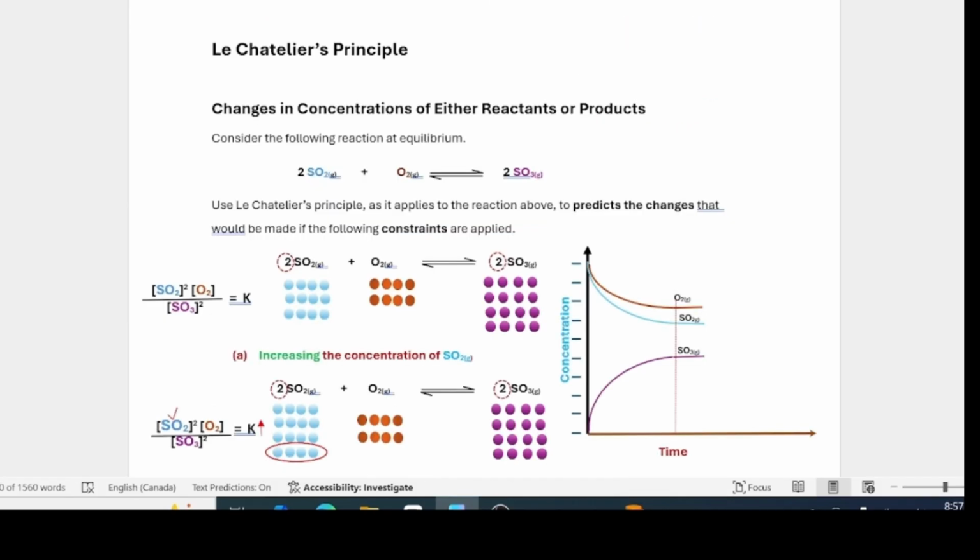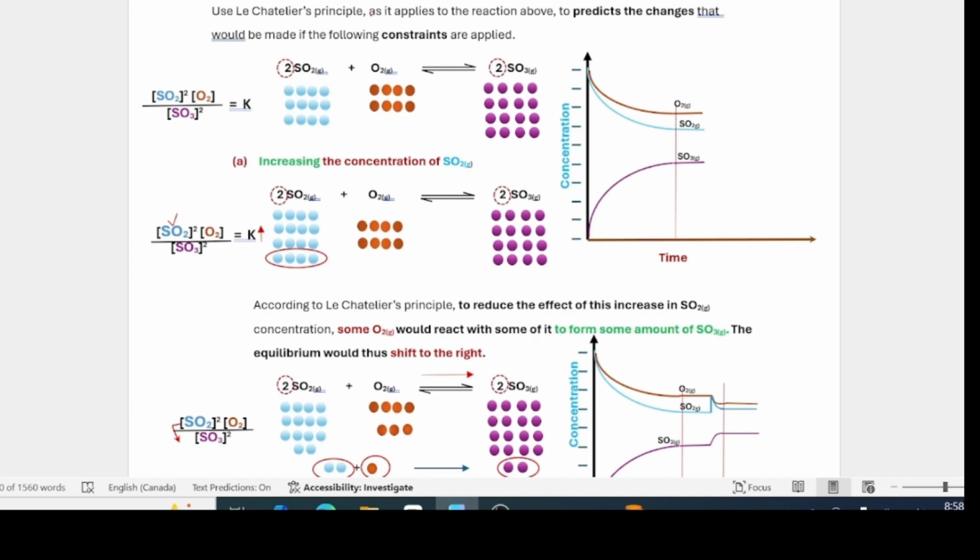Now we will use the reaction between sulfur dioxide and oxygen to give sulfur trioxide to illustrate how equilibrium shifts happen when changes in concentrations of reactants and products are made. We will also show graphically how these equilibrium shifts happen with time. So these are the initial concentrations of reactants and products, and the equilibrium constant expression is written as this.